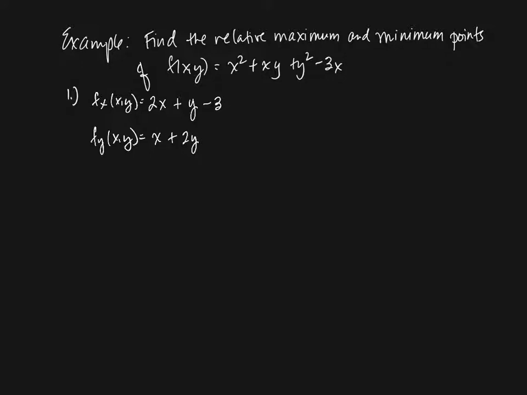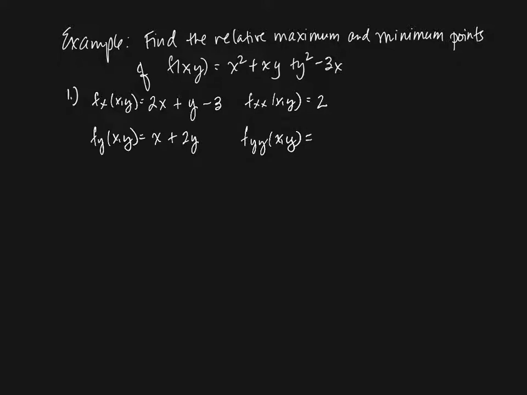All right, then we also need the second partials with respect to x and y. So let's calculate those. So fxx. Derivative of 2x with respect to x is 2. The derivative of y with respect to x is 0. The derivative of 3 with respect to x is 0. So that second partial is just 2.